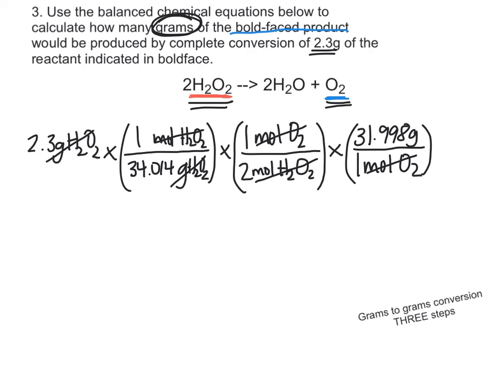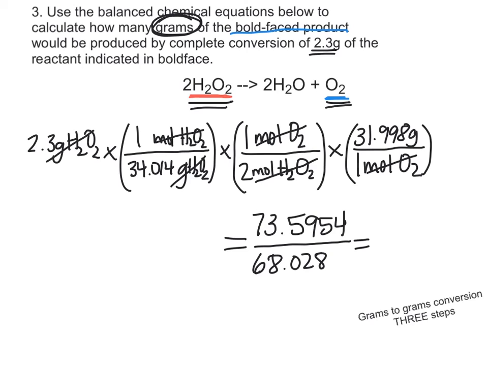So all I do is multiply everything on top. In this case, it's 2.3 times 1 times 1 times 31.998, and I'm going to get 73.5954. And I'm going to divide that by everything on the bottom: 34.014 times 2 times 1 equals 68.028. So when I divide those two, I'm going to get 1.08 grams of oxygen gas.